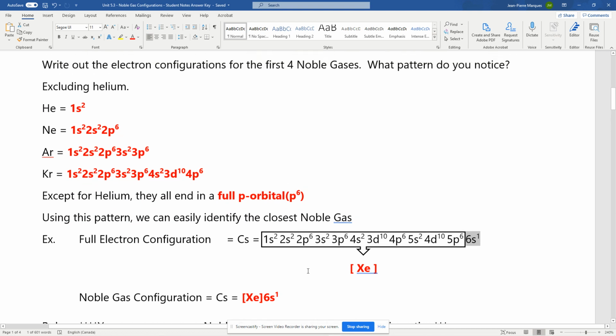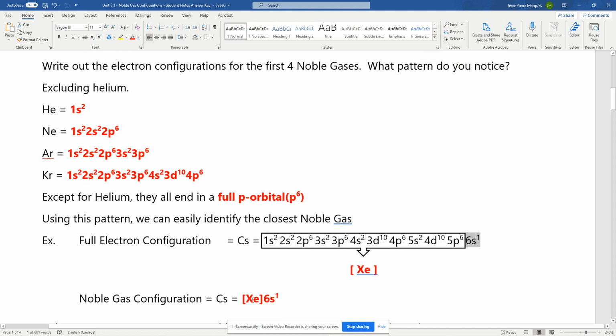So in this case, first of all, our noble gas configuration is going to be xenon, it's a reference point, and then what's left over, a 6s1. It lets us know we have the equivalent number of electrons as xenon plus one extra electron in the 6th energy level in an s orbital. If you compare these two, this electron configuration compared to this one is a lot quicker to write, right? It's a lot easier.